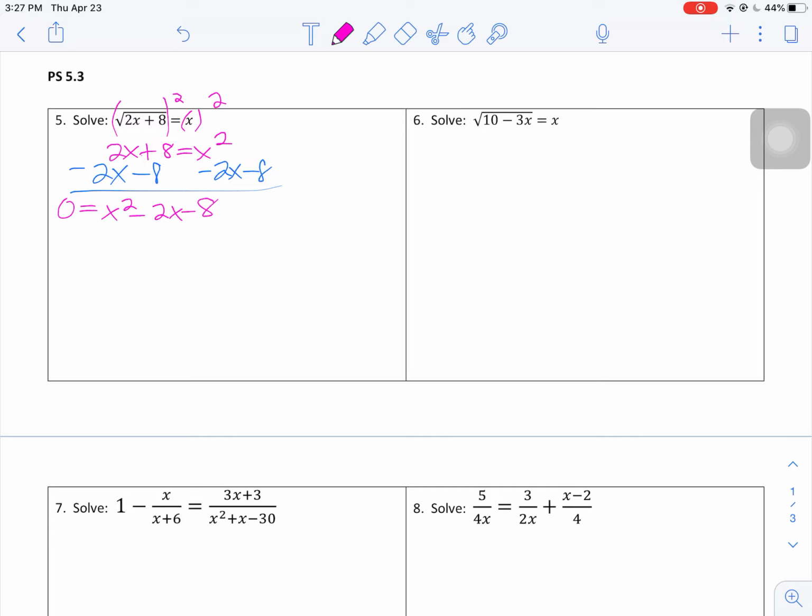So now it's time to factor. I see no GCF, and I see a basic trinomial. So we're looking for two numbers that multiply to the negative 8 in the back. Those same two numbers need to add up to the negative 2 in the middle. So negative 4 and positive 2. Set each factor equal to 0, solve for x.